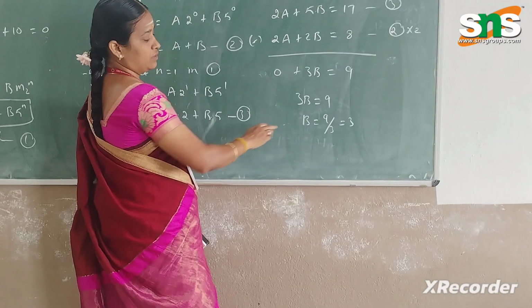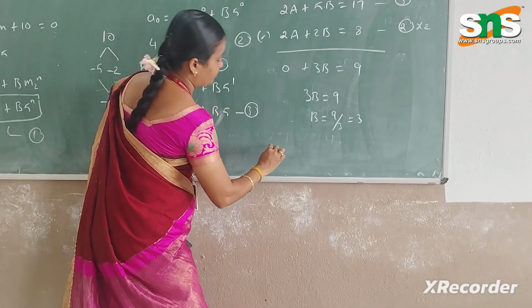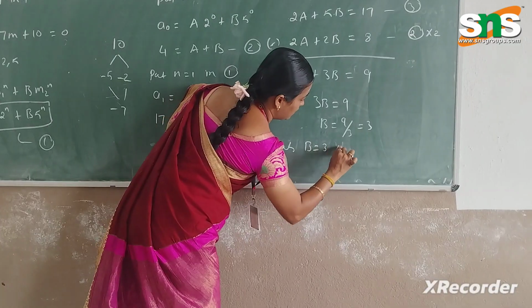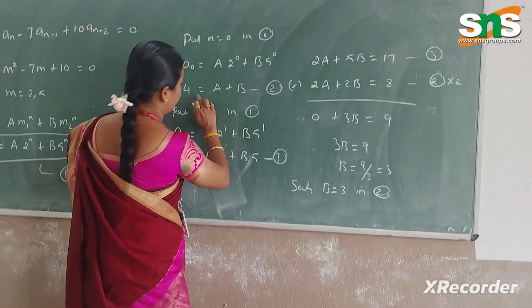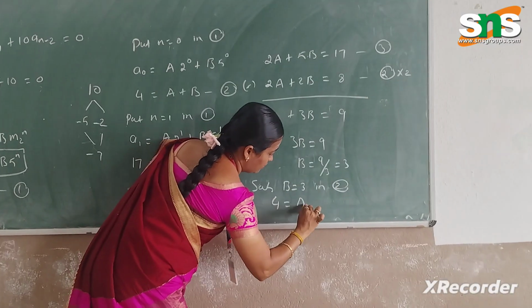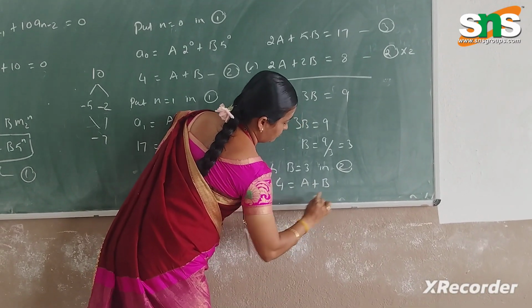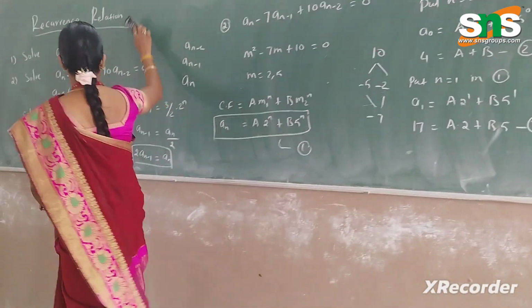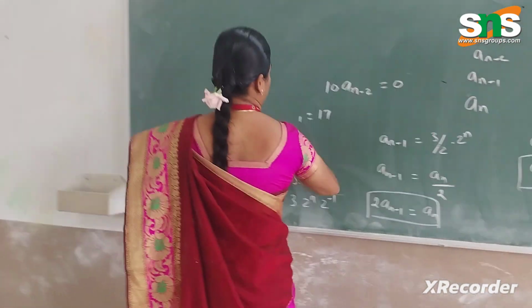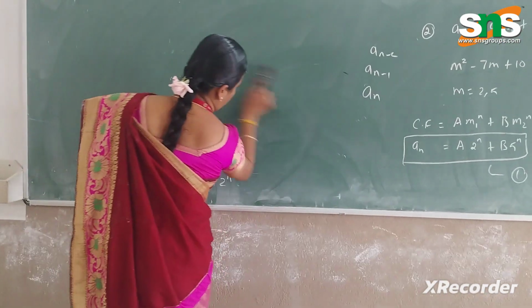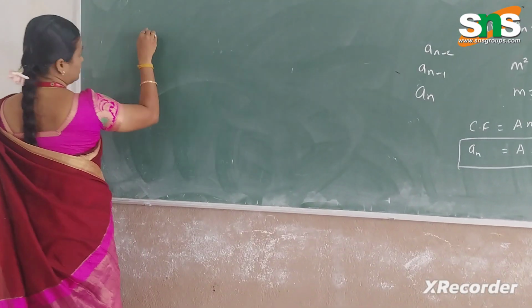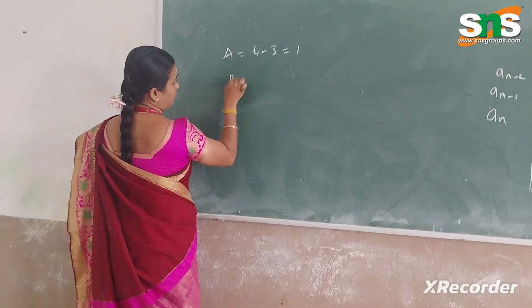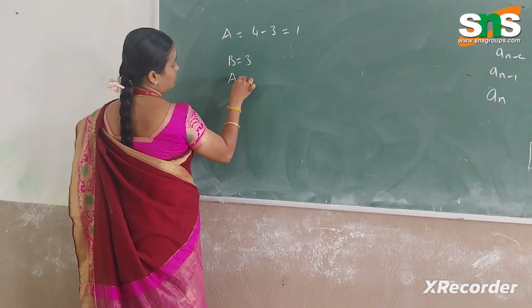So what is the b value? Substitute b equal to 3 in equation number 2. You will get 4 is equal to a plus b, therefore a plus 3. So what is your a value? 4 minus 3 is equal to 1. So a is equal to 4 minus 3, which is 1. What is your b value? 3. So a is equal to 1.